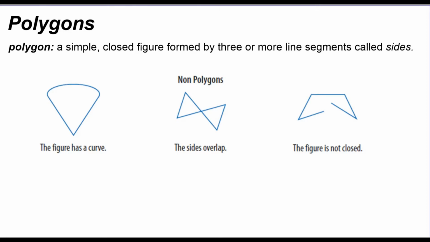A polygon has to be closed, there cannot be overlapping sides, and all the sides have to be line segments. So you can see some non-polygons here. This first one that looks like a piece of pizza is not a polygon because it has curved sides. The middle one is not a polygon because it has crossed or overlapping sides. And the third one is not a polygon because it is open. The sides are not connected.